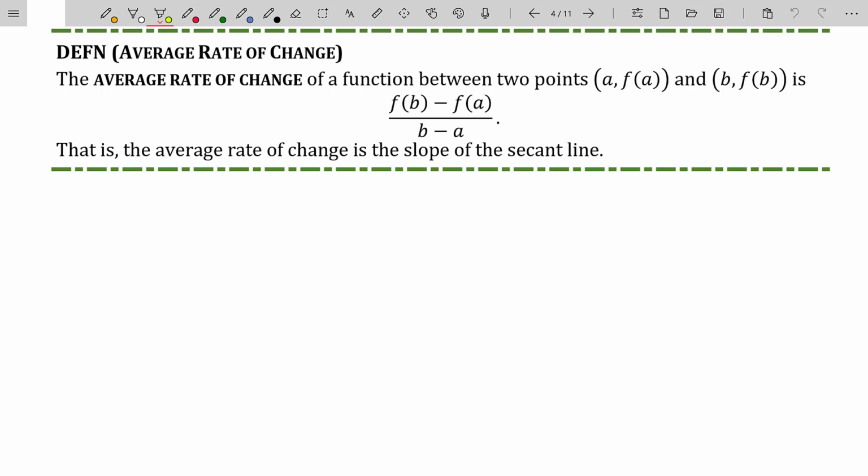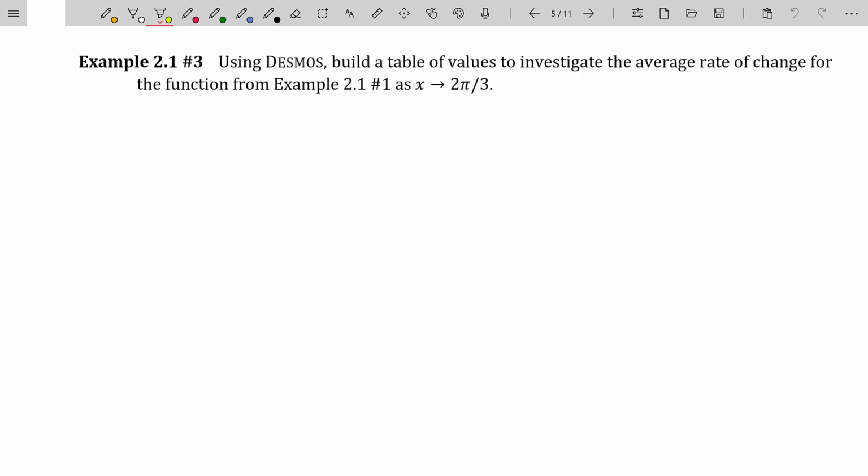So if somebody asks you to find the average rate of change of a function between 2 given points, really they're just asking what's the slope of the line connecting those 2 points. It's a fancy way of saying what's the slope of the secant line connecting these 2 points. But it's actually easier to say what's the average rate of change. It's just faster. So let's go ahead and go back to Desmos and build a table of values to investigate the average rate of change for the function from our previous examples as x gets really close to 2 pi over 3.